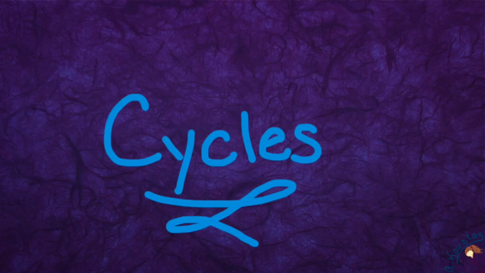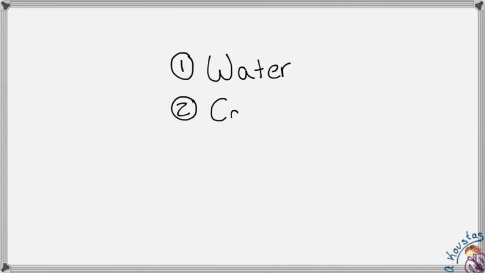Today we're going to talk about how certain elements will cycle throughout the environment. Although there are many nutrient cycles, we're going to focus on 4 of them today. We're going to focus on the water cycle, how water travels through an ecosystem. We're going to focus on the carbon cycle, as well as the nitrogen cycle and the oxygen cycle.